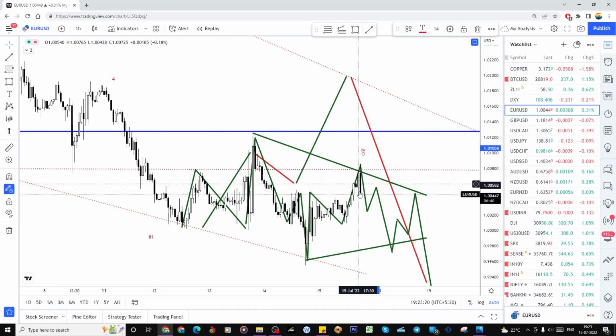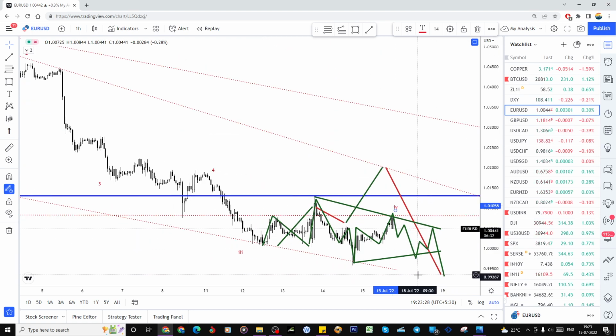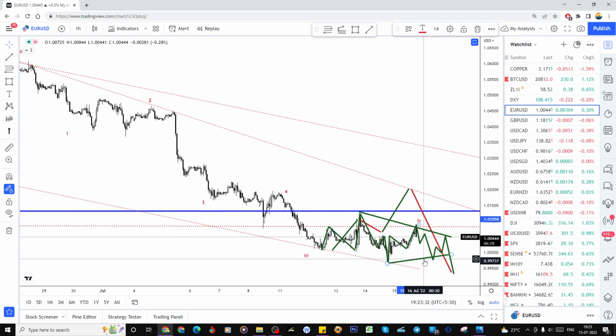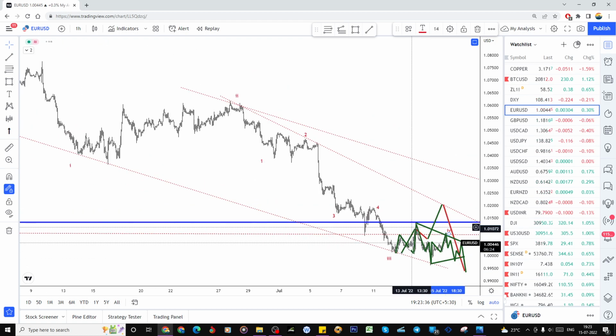So I'm expecting either this could be a triangle, or this is the end of the fourth wave, and we can expect one more downside. That means DXY can reach above again. So there is still an incompletion of that pattern here.